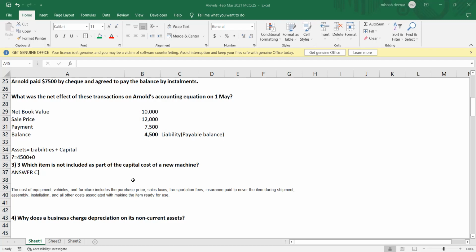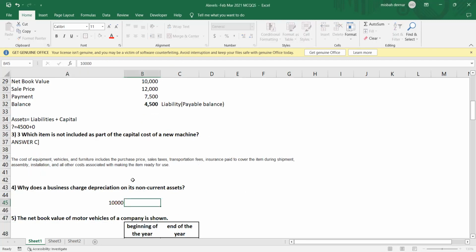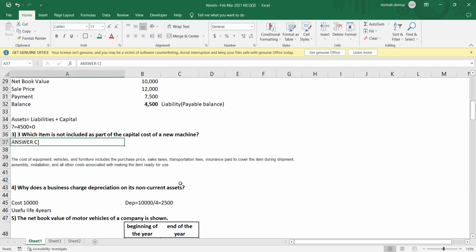Let me give you an example. If we have a cost of 10,000 and a useful life of 4 years, the depreciation would be 10,000 divided by 4, which equals 2,500. So 2,500 over the 4 years. So it is to spread the cost of the asset over the useful life. So this is the answer. Answer D.